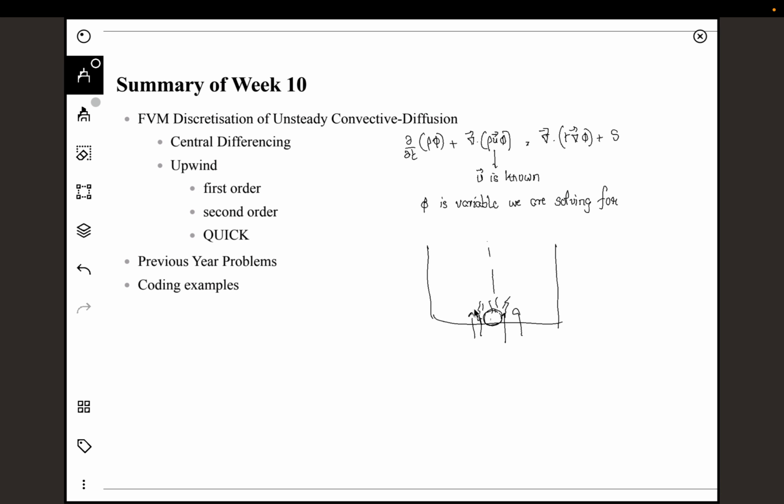And depending on the consistency, we have these two different categories, central and upwind differencing. And once you do any technique, order of accuracy is something we discussed in finite difference. Similar things also appear here for a first order, second order, or this is basically a third order scheme.